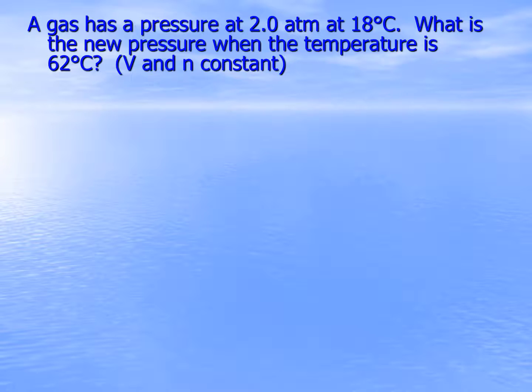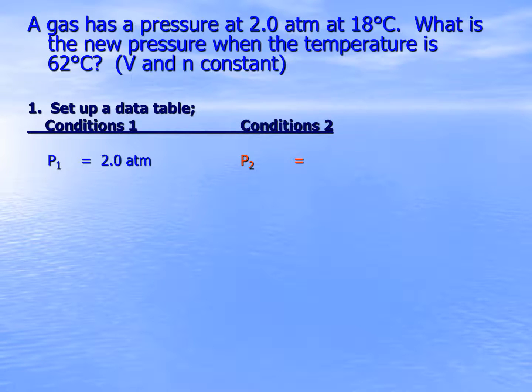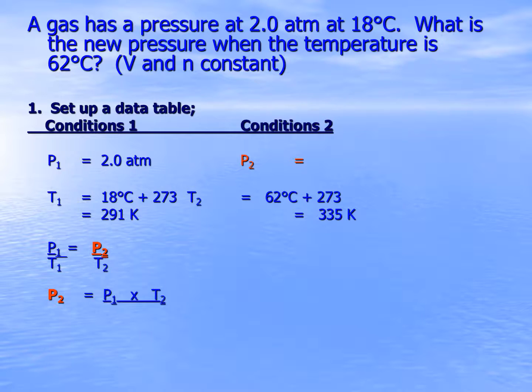Another example: a gas has a pressure of 2 atmospheres at 18 Celsius. What's the new pressure when the temperature is 62 Celsius? Set up our data table. P1 we know, P2 we don't, T1 we know, we change it to kelvins. T2 we know, we change it to kelvins. 291 and 335. Plug them in. P2 is 2 atmospheres times 335 Kelvin over 291 Kelvin. We get 2.3 atmospheres, 2 sig figs. The weakest link was P1, 2.0 atmospheres.